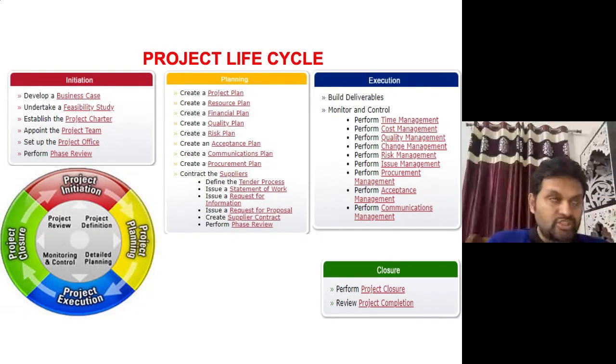Then we are going to start with the planning. So project planning, resource planning. In that, labor and everything comes around, material planning comes around, then financial planning. Quality plan, risk plan, even vendor management and procurement, everything will be taken care of in the planning phase. In execution, we are going to take care of cost, quality, time management, and risk management.